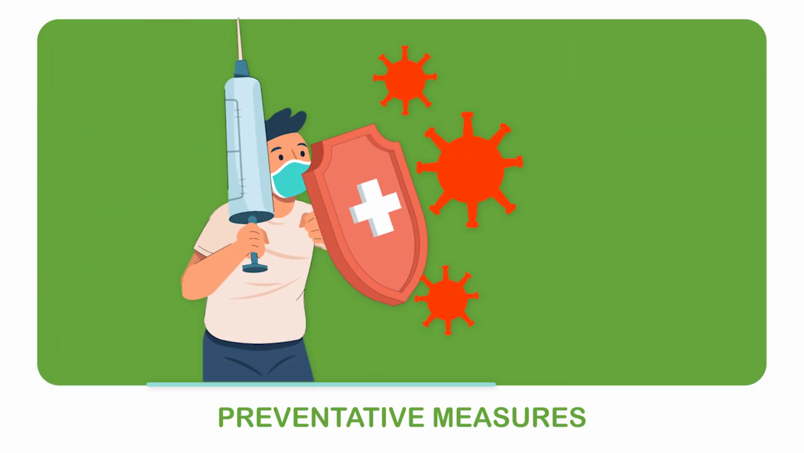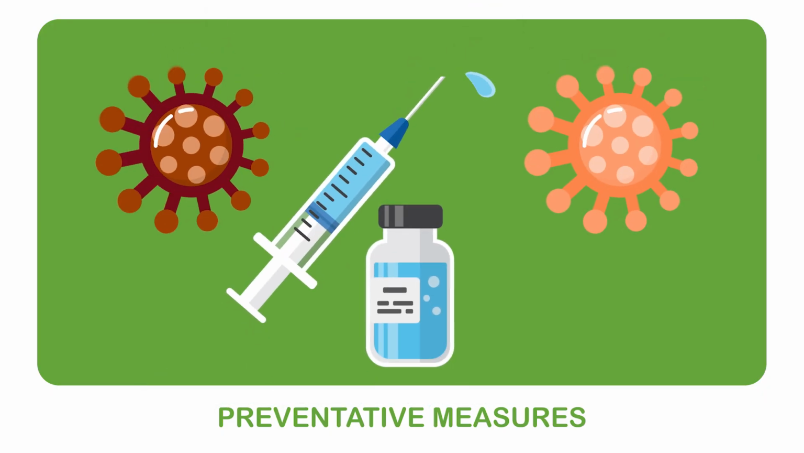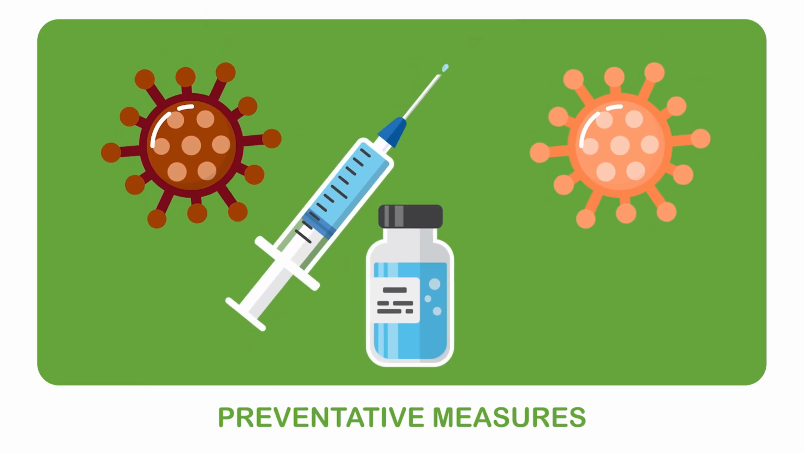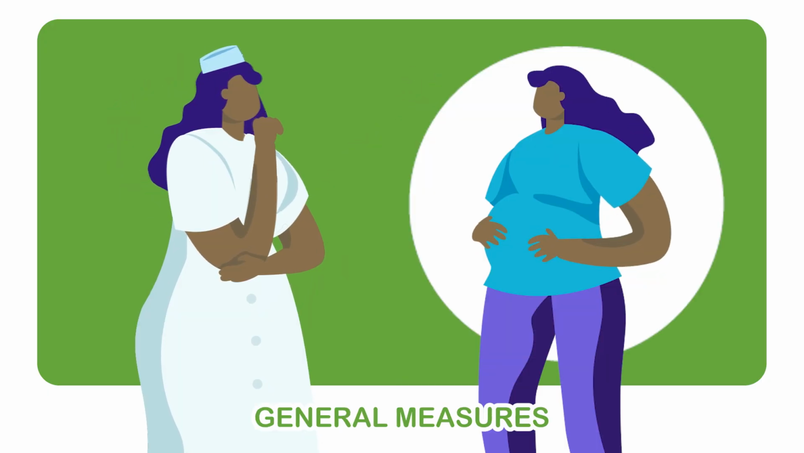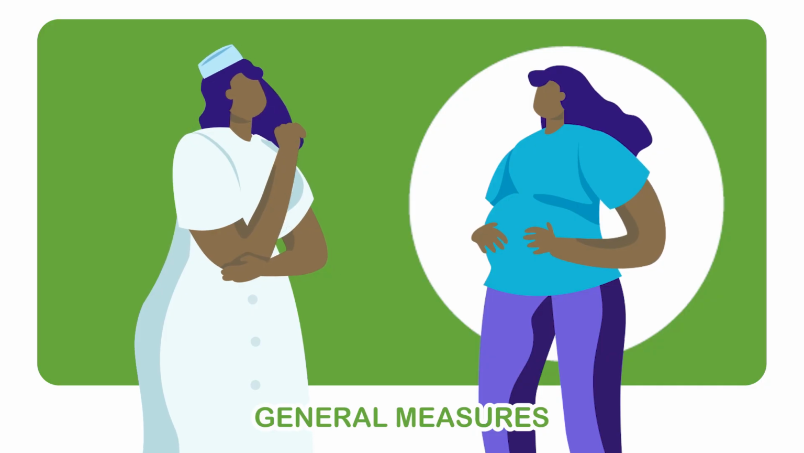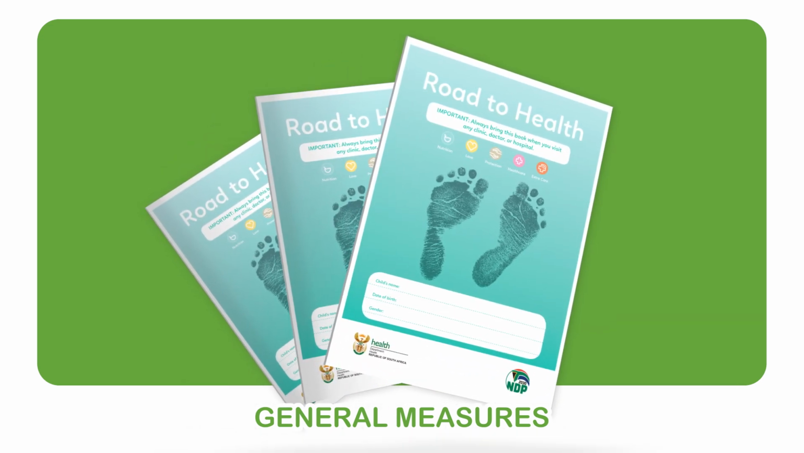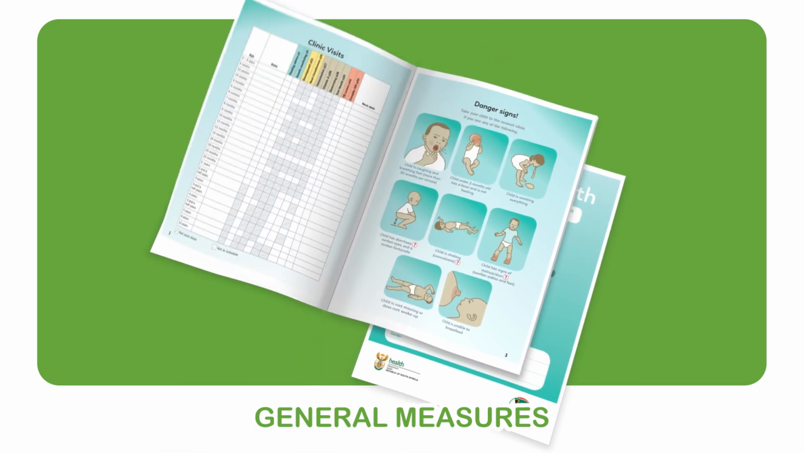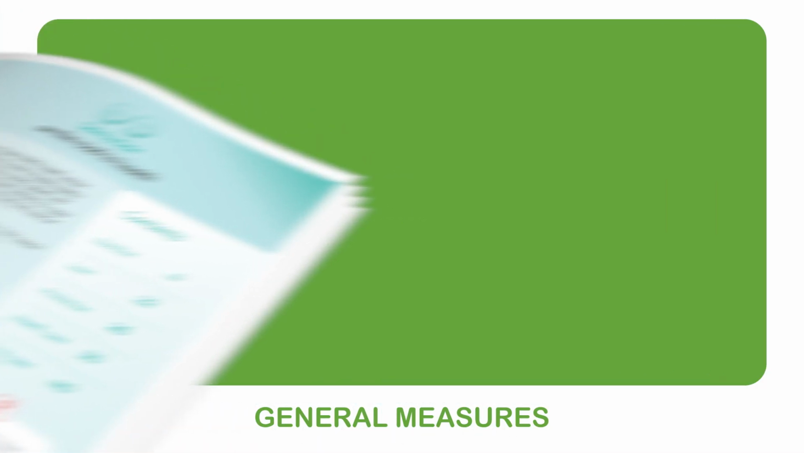The vaccines in the Expanded Programme on Immunization, EPI, help to prevent pneumonia caused by Haemophilus influenzae type B, pneumococcus, measles, and pertussis. The pertussis or whooping cough vaccine is also being given to pregnant mothers to prevent whooping cough, which can be fatal in very young infants. Always check the Road to Health booklet to see if the childhood immunizations are up to date. Ensure that you administer any missing immunizations accordingly.